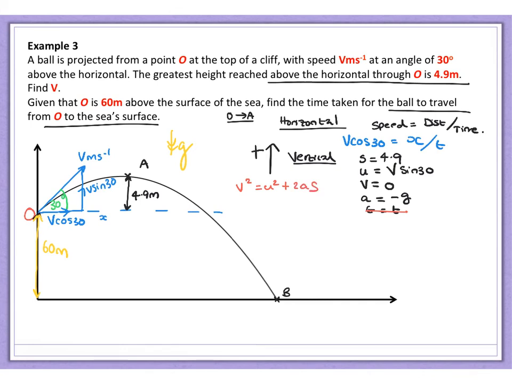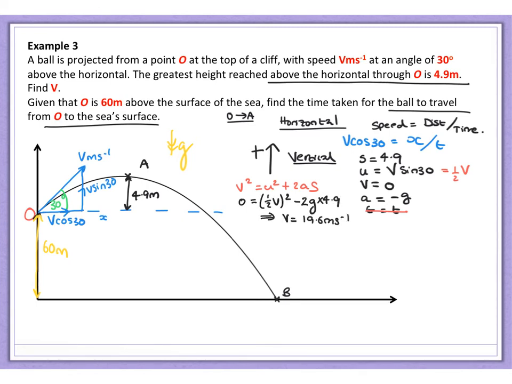So sine 30 is a half, so this is a half of v. So what do we have? We have 0 equals (half v) all squared minus 2 times g times 4.9, and from here we can rearrange and solve, and we will find that v equals 19.6 meters per second. So we've answered the first part of the question.